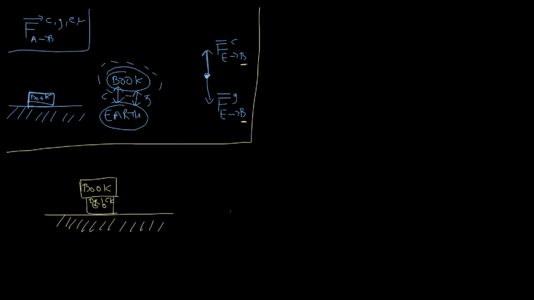Okay. Now, again, I will do the same thing. I will start with the system schema to see what interactions I have. So I have the book. This is object 1. I have the brick. And then I also have the earth.